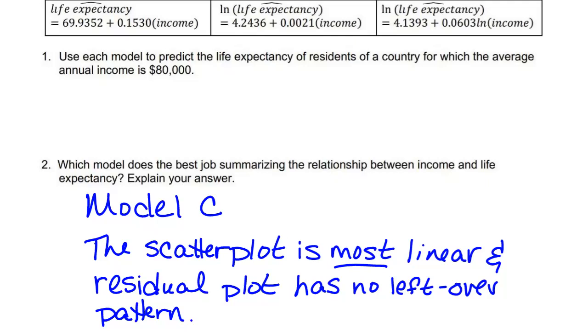Number one, we don't really have time to do this, but what is it asking you to do? To sub in. 80,000 would go in the place of what? Income. For these last two, after you simplify this side over here, you have to do e to that power, because that's how you undo a natural log.